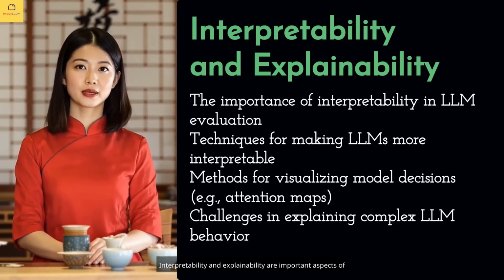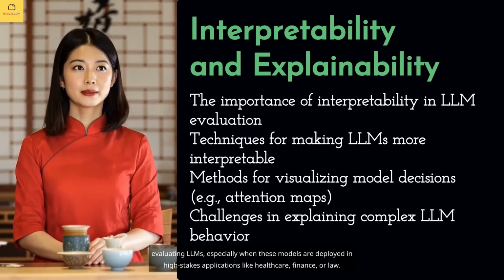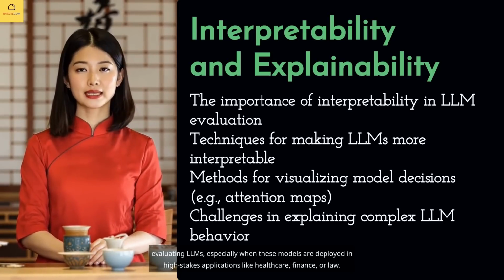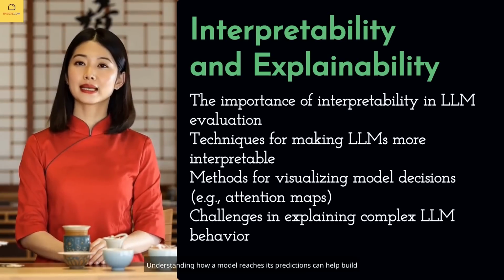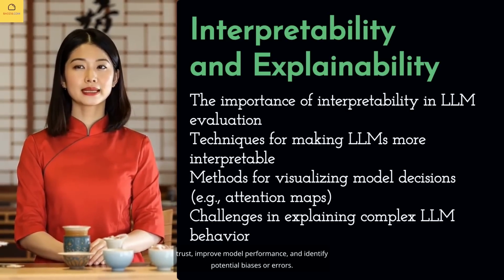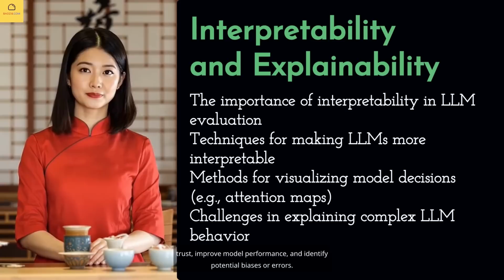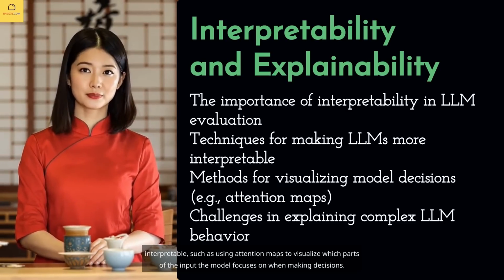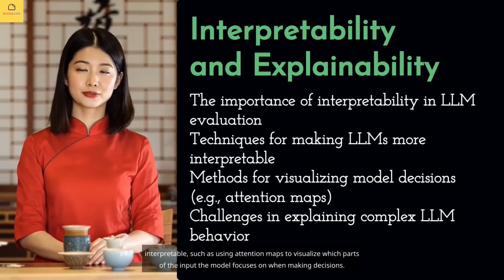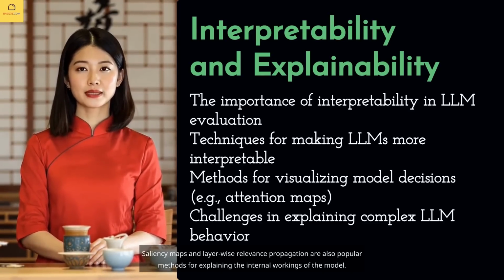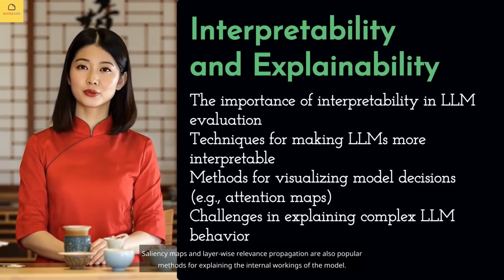Interpretability and explainability are important aspects of evaluating LLMs, especially when these models are deployed in high-stakes applications like healthcare, finance, or law. Understanding how a model reaches its predictions can help build trust, improve model performance, and identify potential biases or errors. Several techniques are being developed to make LLMs more interpretable, such as using attention maps to visualize which parts of the input the model focuses on when making decisions. Saliency maps and layer-wise relevance propagation are also popular methods for explaining the internal workings of the model.